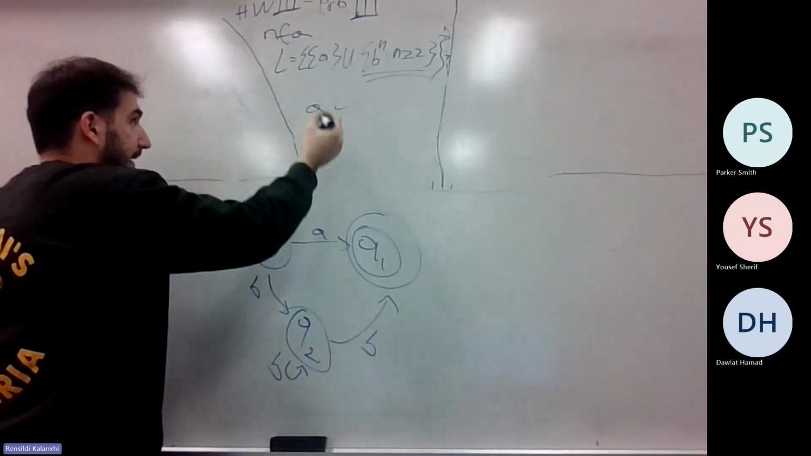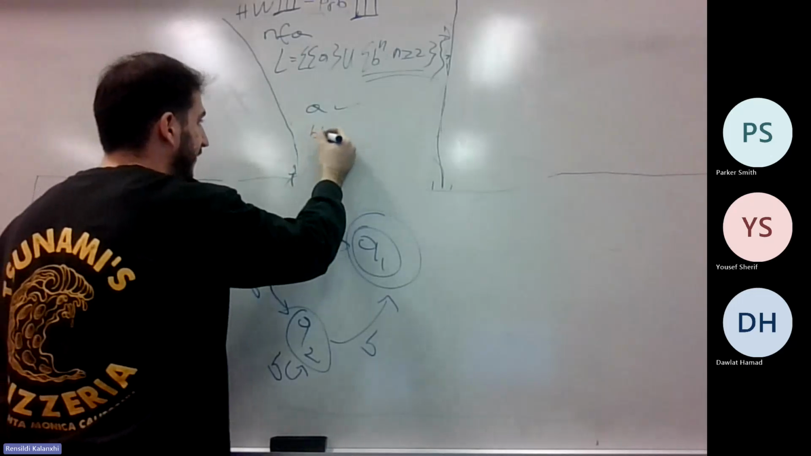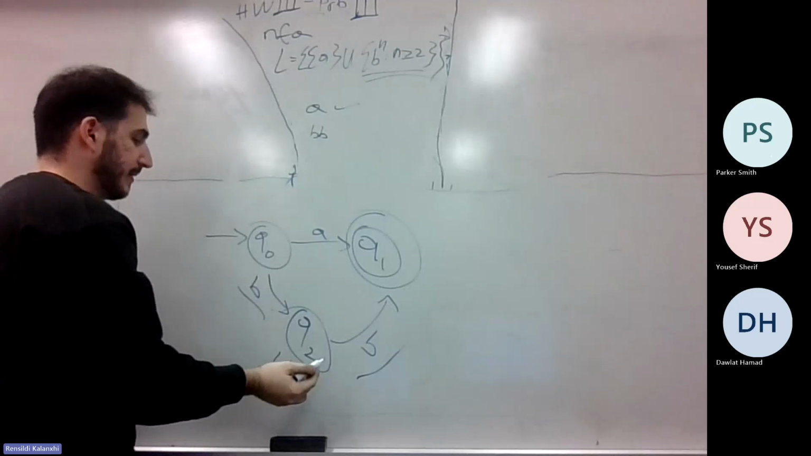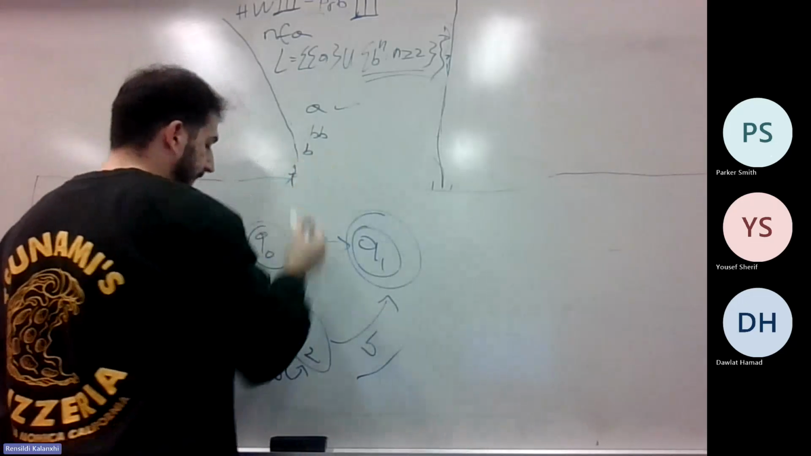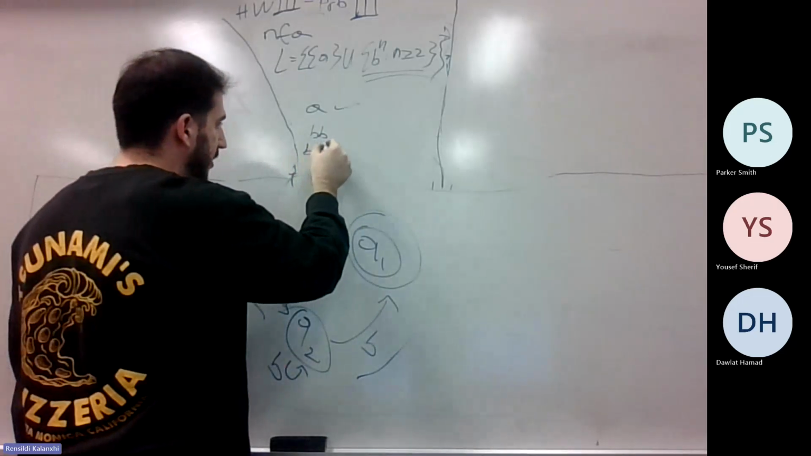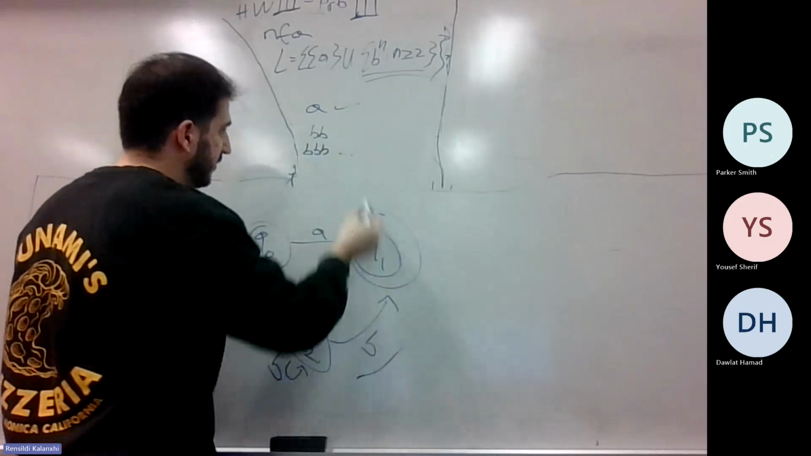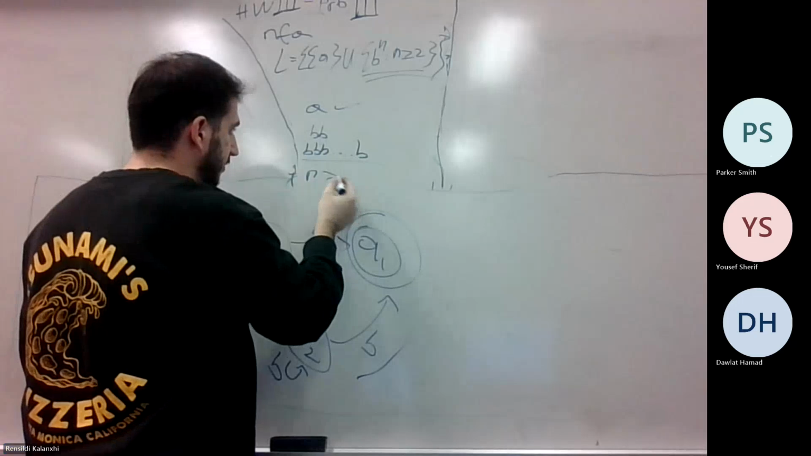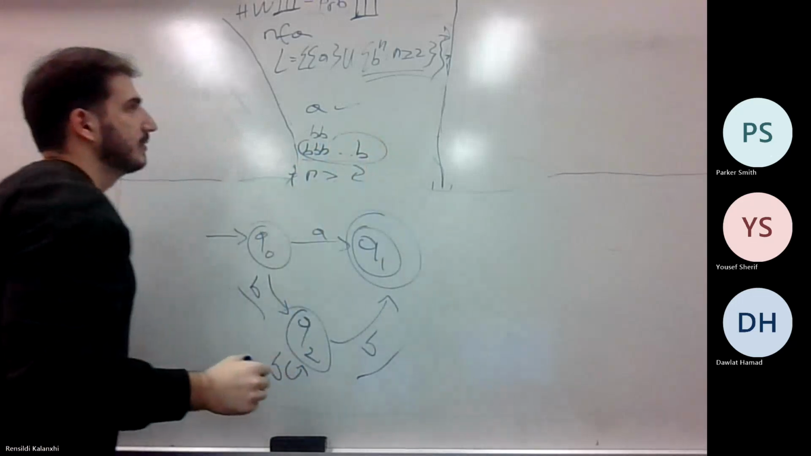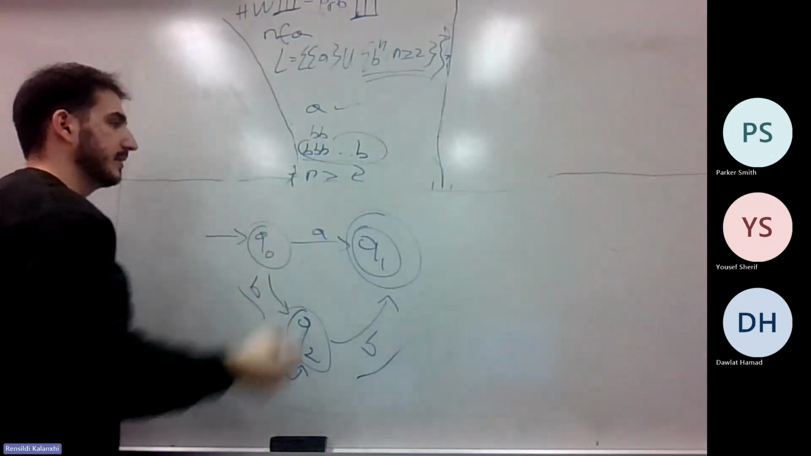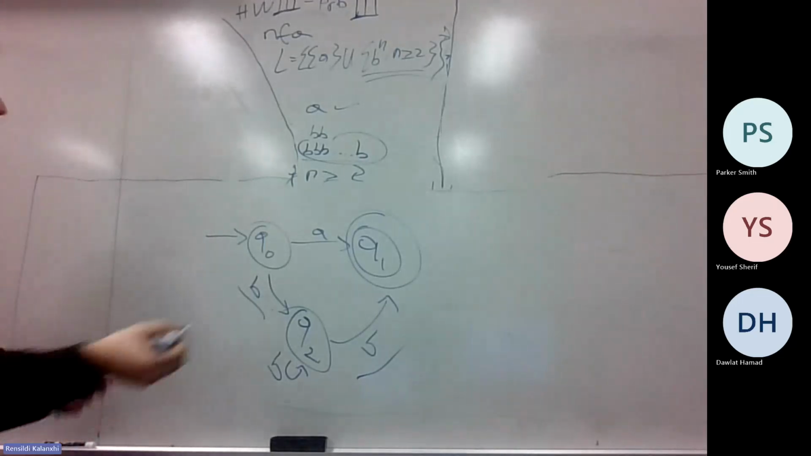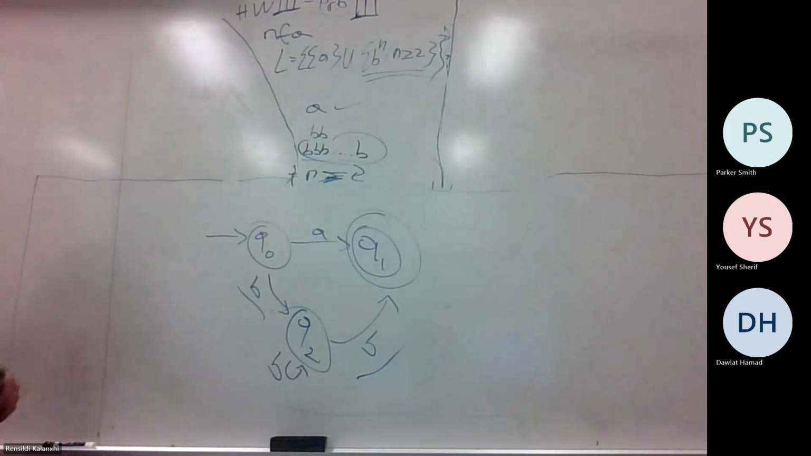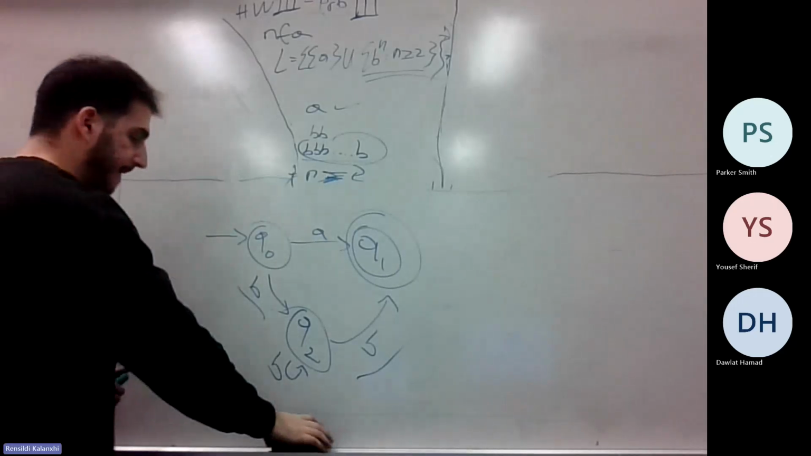So B to the n. First we need 2 B's. So you have 1B, 2B. That's correct. And then you can have as many B's as you want here, and then you still end up with a B, so n will be just this amount, which is bigger than or equal to 2. Any questions?